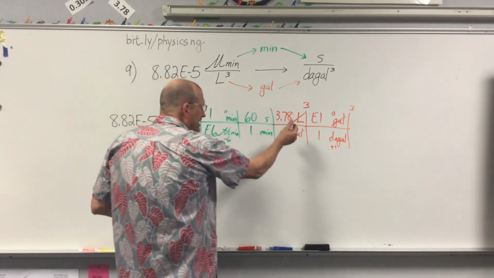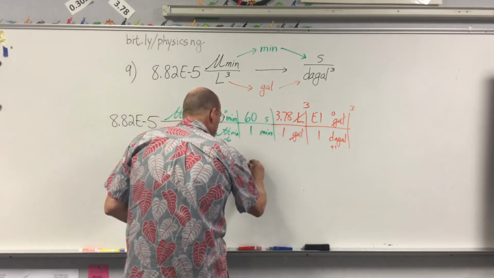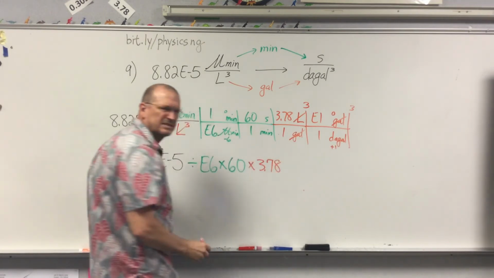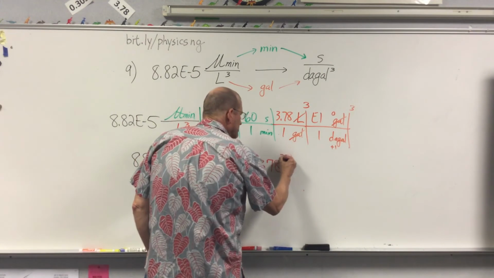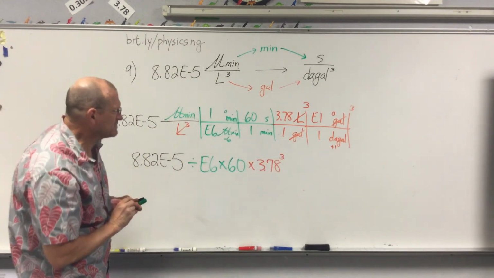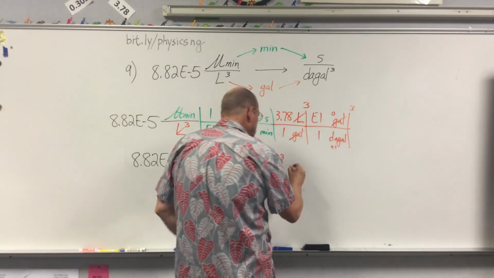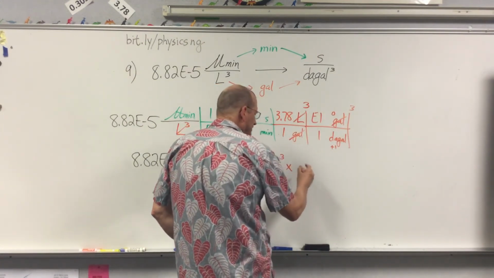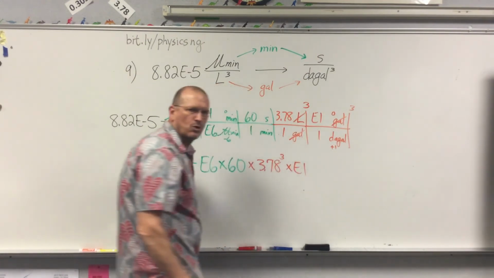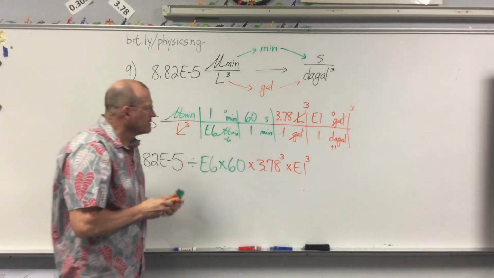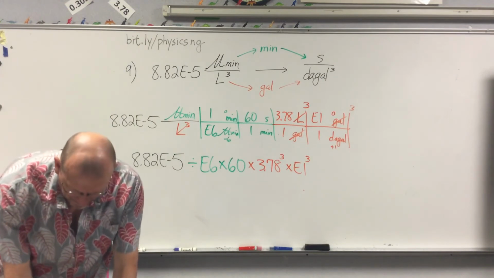Then we go to the next one over, it's a number over 1, so that means multiply. So we multiply by 3.78, but this one is being raised to an exponent, so that exponent goes on that value. Then when we move over to the next one, it's a value over 1. So we are multiplying by this, and because it's being raised to an exponent, we get that exponent there.